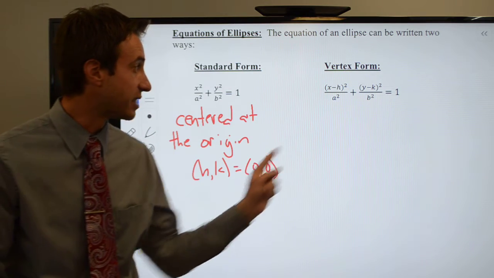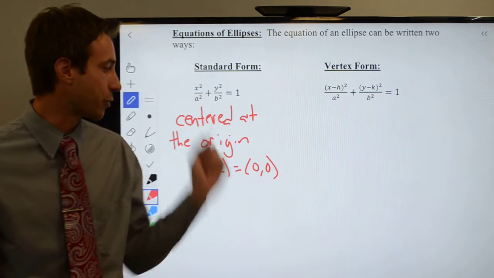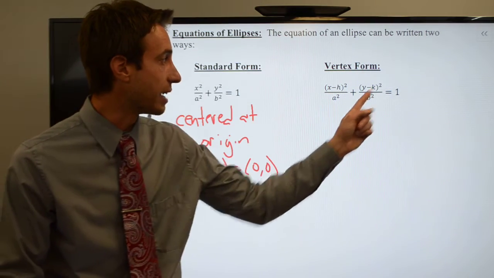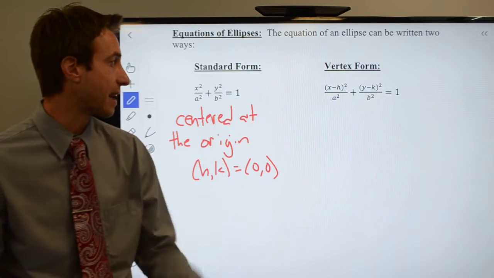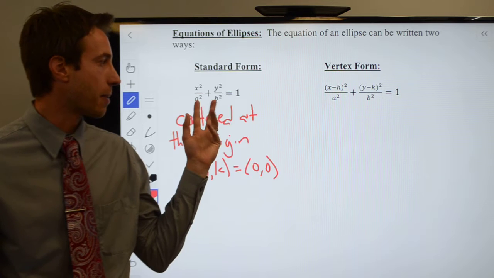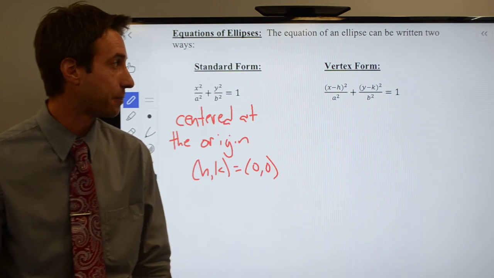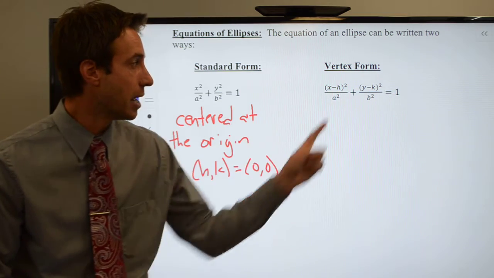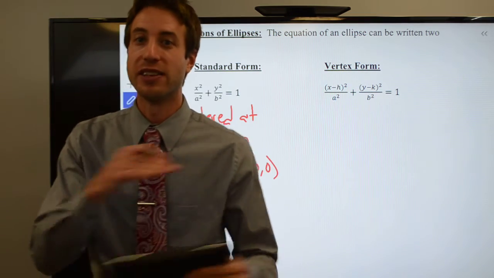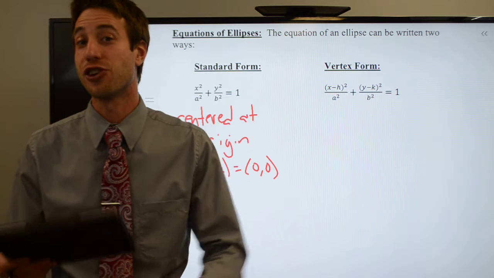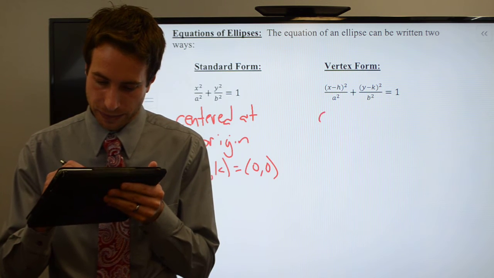If you were to plug a 0 in for H, it would go away, you'd be left with an X squared. You plug a 0 in for K, it would go away, you'd be left with a Y squared. We'll talk about what the A squared and the B squared mean in just a second. The vertex form then, because the H and the K are still there, is going to be an ellipse that is centered at H, K.